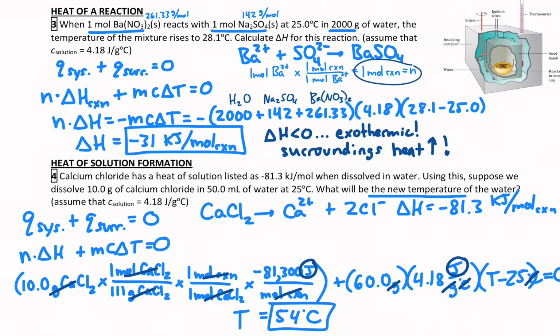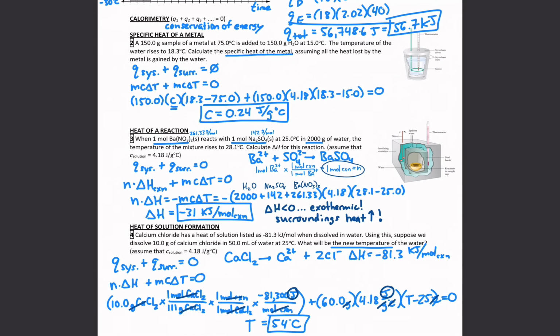Concept check, the delta H is negative, so this is exo as before, which means the surroundings definitely heats up, and indeed it does. Calcium chloride notoriously dissolves very exothermically. Okay, so those are a couple examples of how we use calorimetry, which is using the surroundings to indirectly measure the heat of a system.